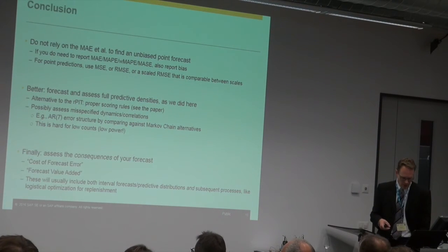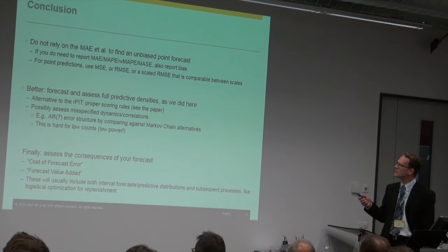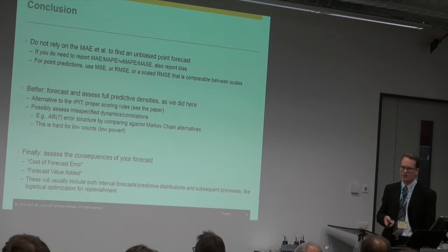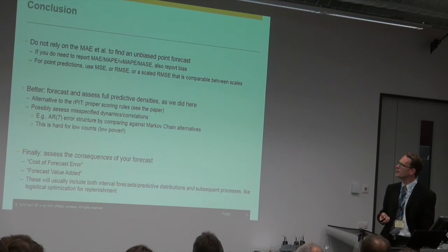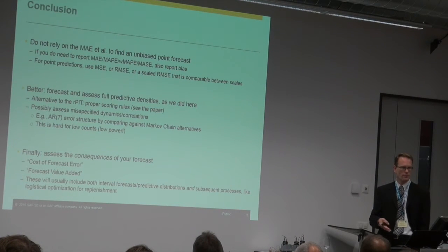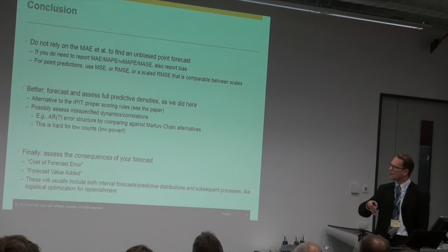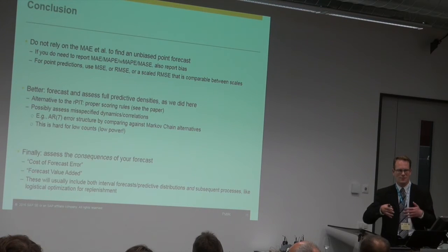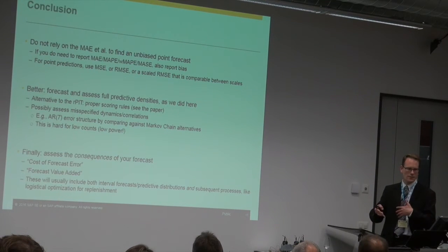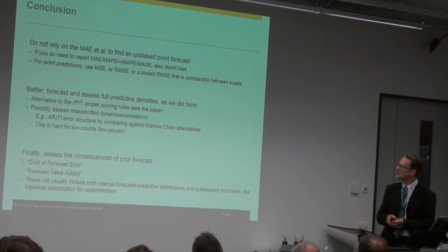Okay, and actually, I'm well in time. That's a conclusion. My conclusion is, don't rely on the mean absolute error and similar things to get an unbiased point forecast, especially if you have count time series or anything else where you expect large values and small values to be differentially represented. If you have asymmetric data, don't look at the MAE.